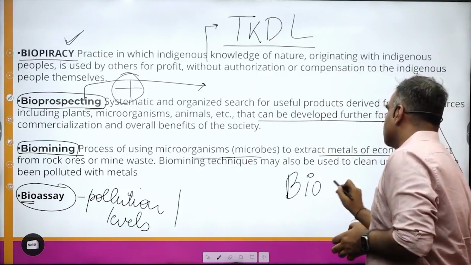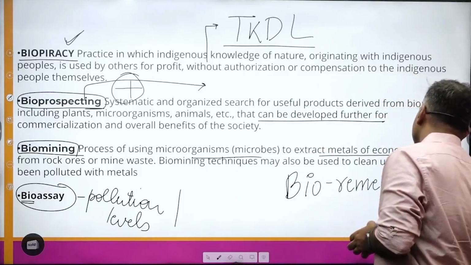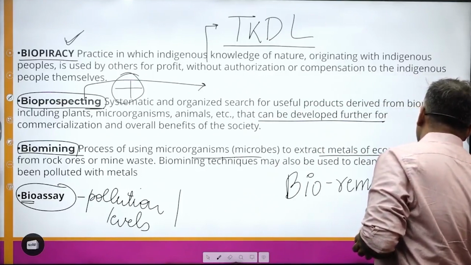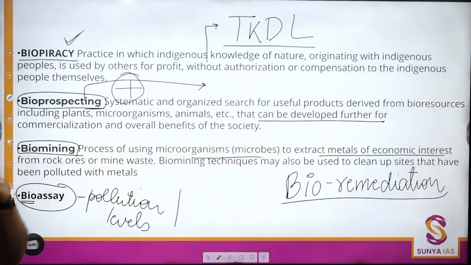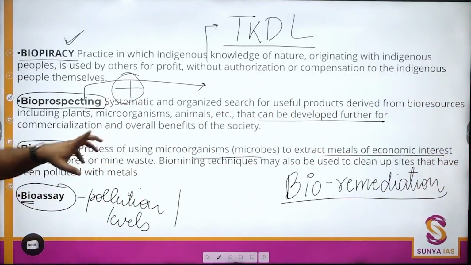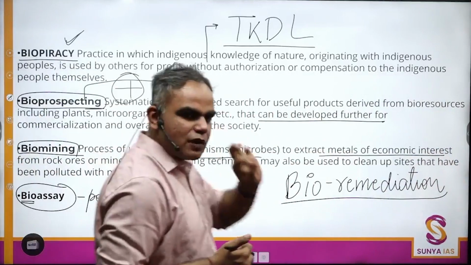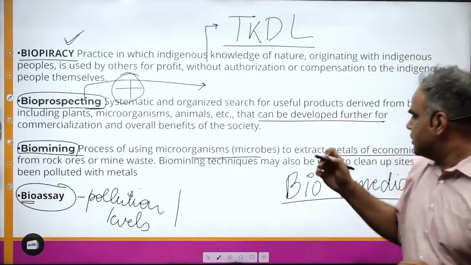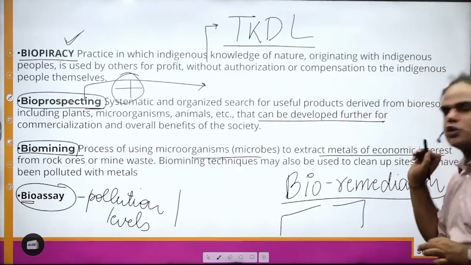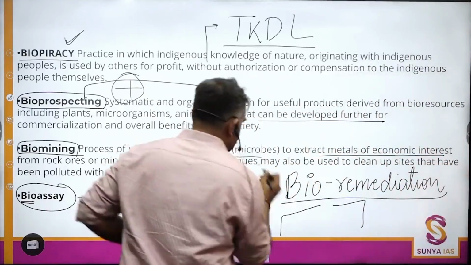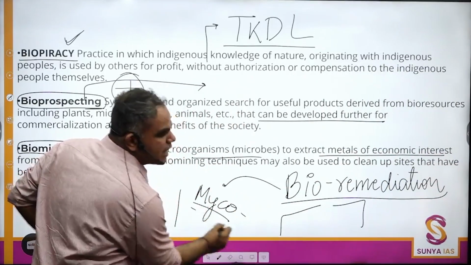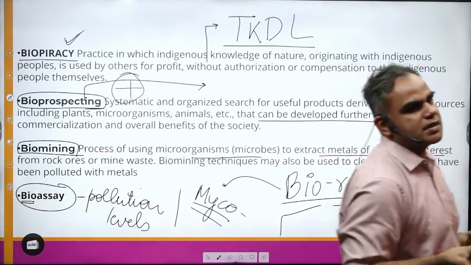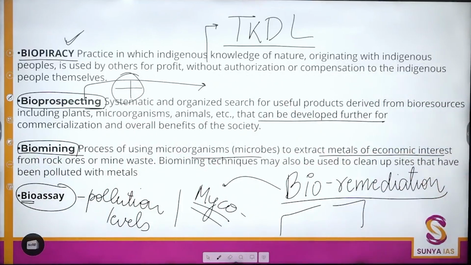And one more umbrella term is also there. What is bioremediation? Cleaning up of waste. So if you have an oil spill, and if you use an oil zapper, that is again one of the examples of bioremediation. There can be in situ methods, ex situ methods also. We'll also discuss that tomorrow. Secondly, you can use mycoremediation. What is mycoremediation? Use of fungus to clean up the waste, etc. That is mycoremediation.